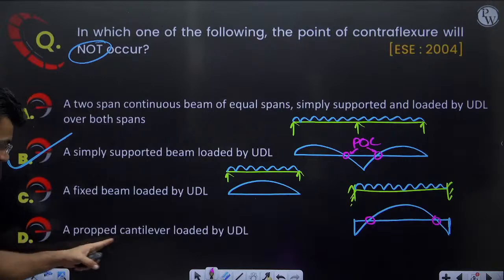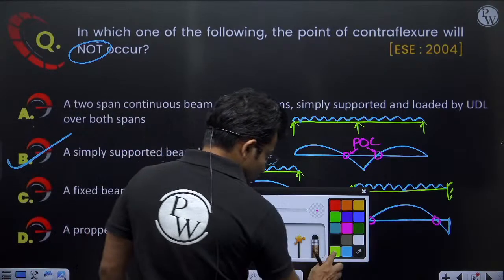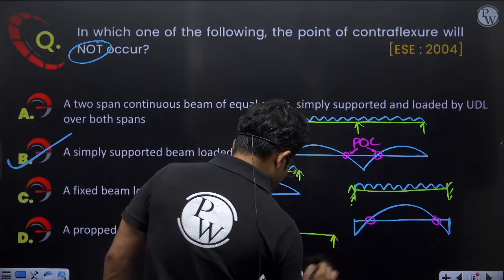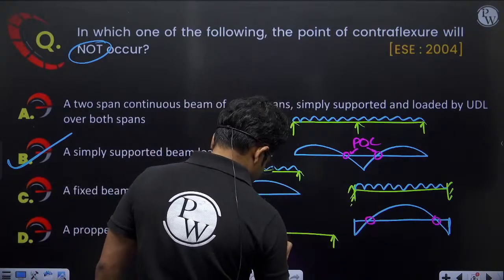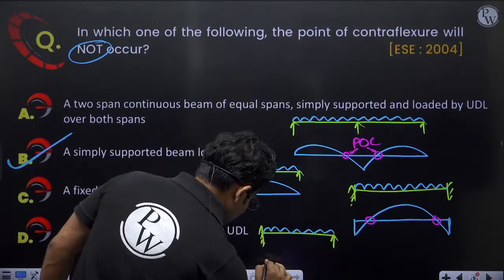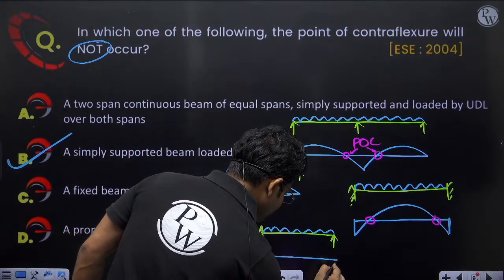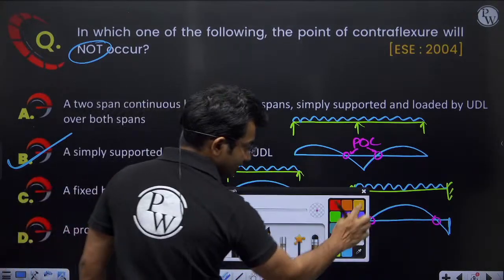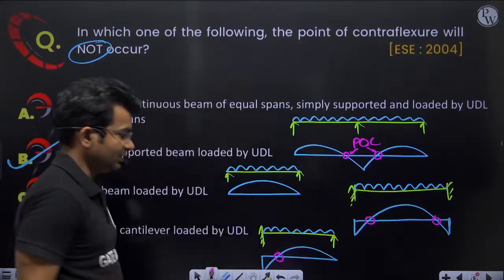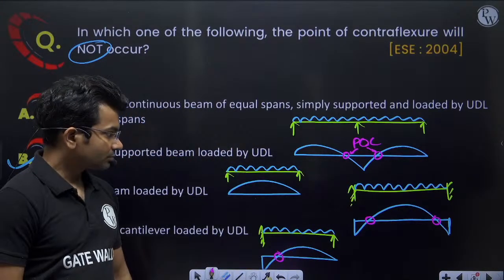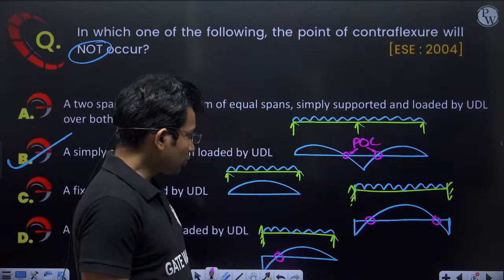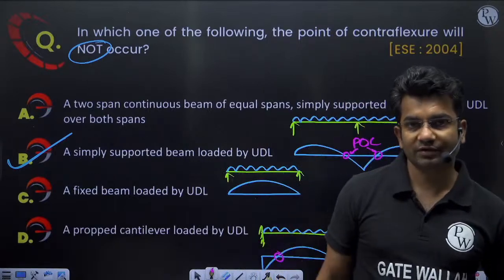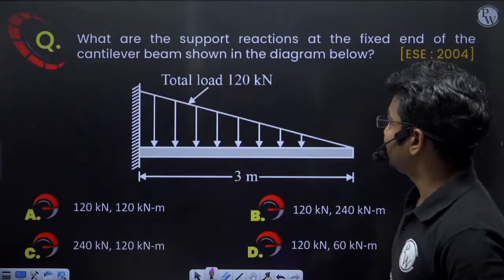Propped cantilever beam loaded by UDL. So when a propped cantilever beam is loaded by UDL, the bending moment diagram will be like this. So here also we will be seeing a point of contraflexure like this. Clear? So there is only one case here. In this, there will be no points of contraflexure. Clear? Let's move on to the next question.